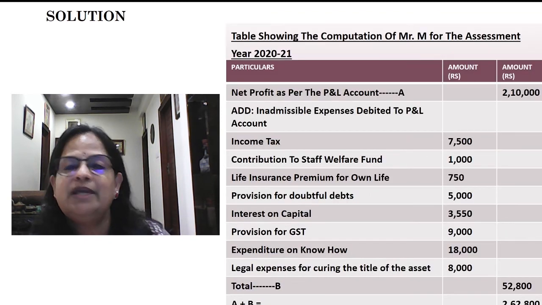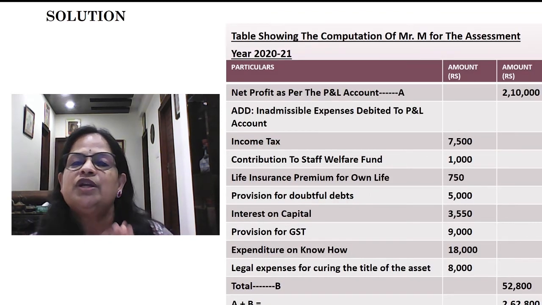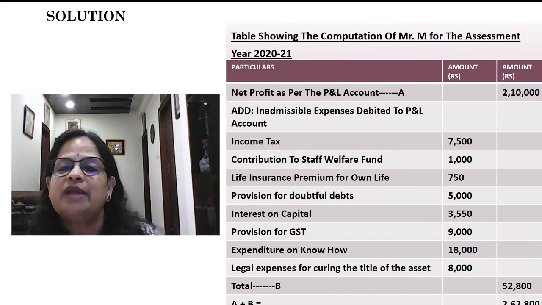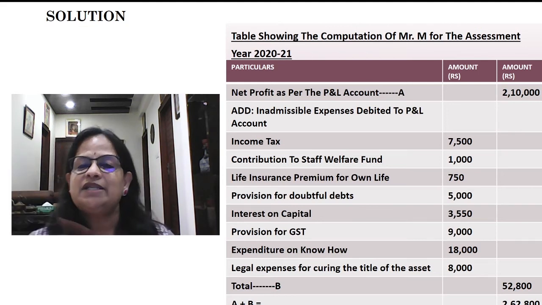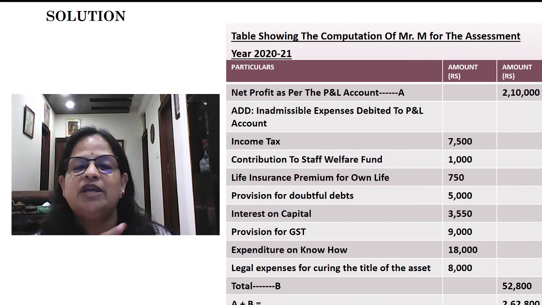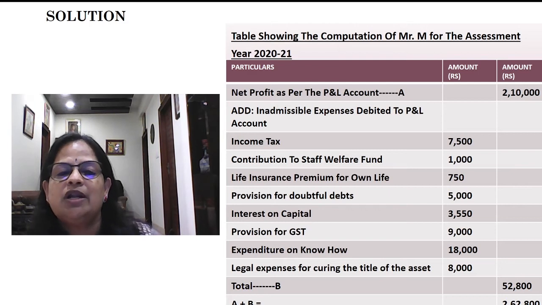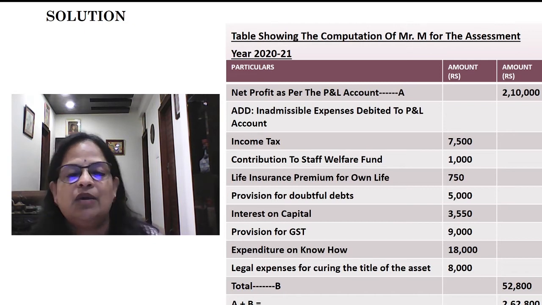Now we will calculate that. So the table showing the computation of Mr. M for that assessment year. Taxable business income we are calculating for Mr. M. So net profit is 2,10,000. Add inadmissible expenses debited to profit and loss account. Income tax not allowed. Contribution to staff welfare fund not allowed. Life insurance premium for own life not allowed. Provision for doubtful debts not allowed. Interest on capital not allowed. Provision for GST is not allowed. If actual GST is paid, it is allowed.